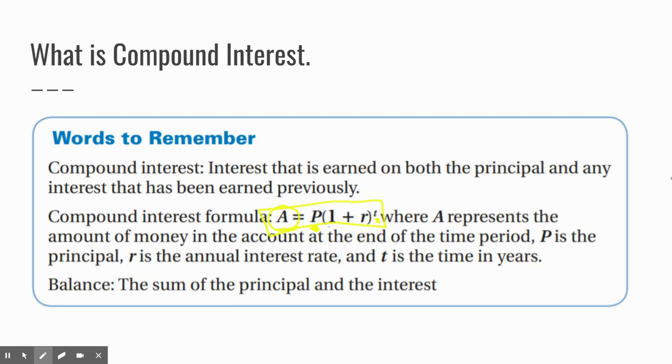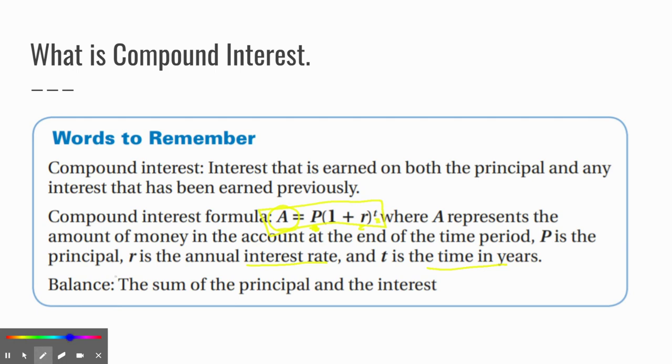This 1 is just a 1. That's not a variable. My R is my rate. We're still going to express it as a decimal, and T is going to be the time in years. So that stuff all stays the same. And then your balance is going to be your sum plus all of the interest in there. So we're going to be using this formula.